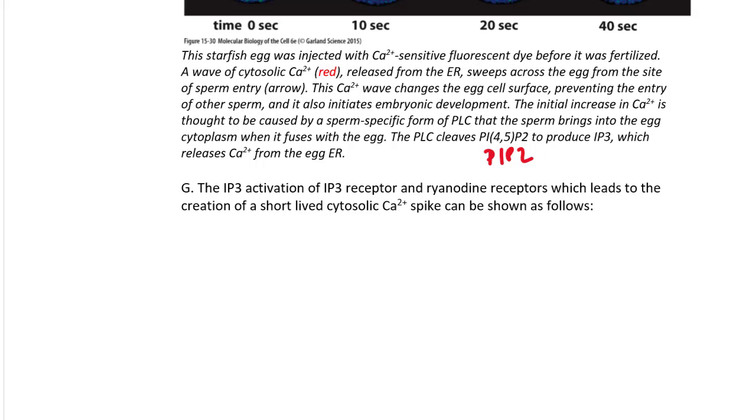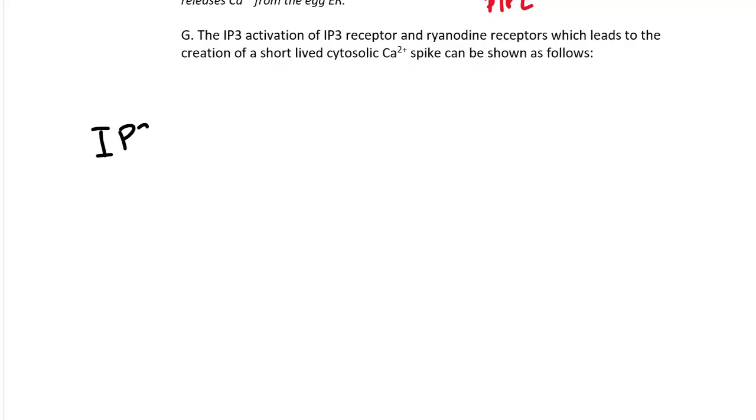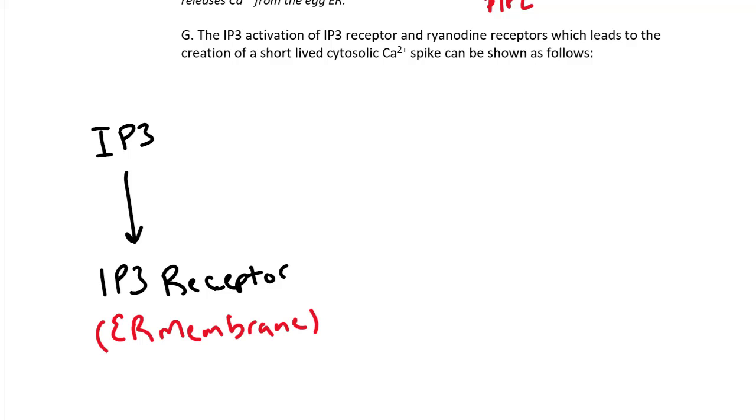The IP3 activation of IP3 receptors and ryanodine receptors, which leads to creation of a short-lived cytosolic calcium spike, can be shown as follows. So let's write this out. We're going to pick up the pathway after IP3 release. So we have IP3, which goes on to activate IP3 receptors. Remember, the activation for this is these channels opening and conducting calcium. And this is on the ER membrane. This will lead to calcium release in the cytosol, meaning that you're increasing the calcium concentration in the cytosol.